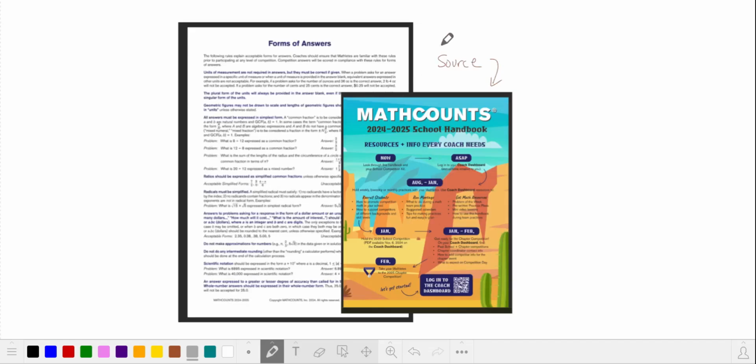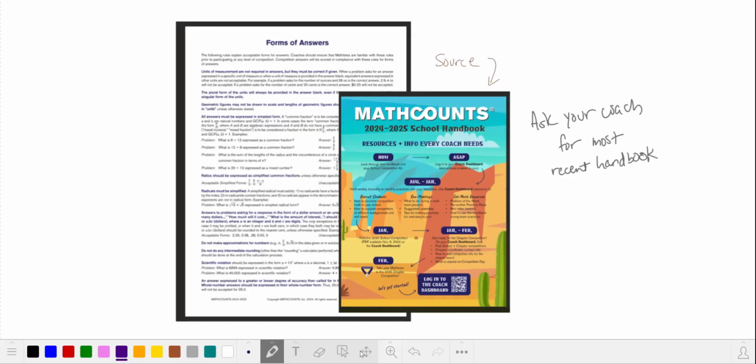I'm going to discuss the rules for the forms of answers on MathCounts. I will be reviewing the rules as printed in the 2024-25 School Handbook. For the most up-to-date rules, you should ask your coach for the most recent handbook in case there are any changes to the rules. Let's take a look at the rules from 2024 to 25.